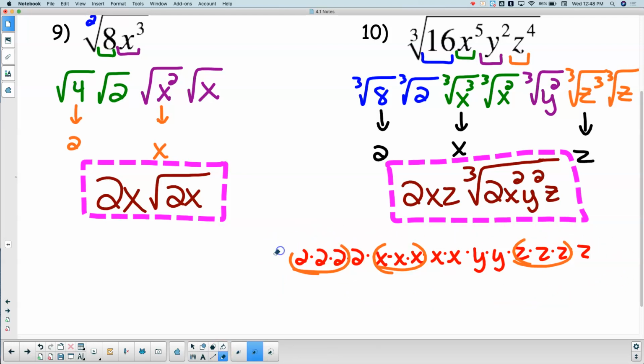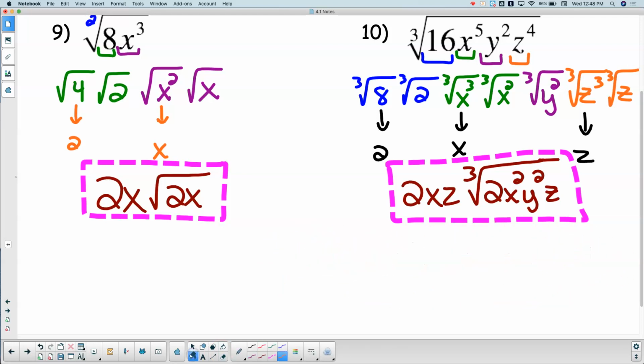No, you can always do that, but your numbers will get longer. Because if I would have done something here like the cube root of 16x to the 17th power y to the 8th power z to the 12th power, you know what I mean? It's just going to be a really long string.